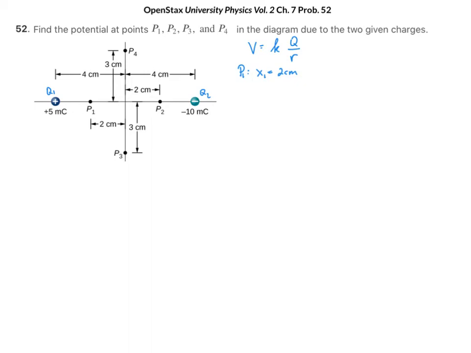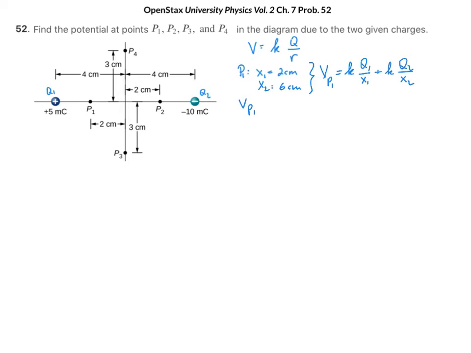Now the distance x2 is the distance from this charge to point P1. So this much is 4 centimeters, and that is 2 centimeters. So that means that this distance is 6 centimeters. So I have x2 is 6 centimeters. So that means that the potential at point P1 due to the two charges is going to be kQ1 over x1 plus kQ2 over x2.